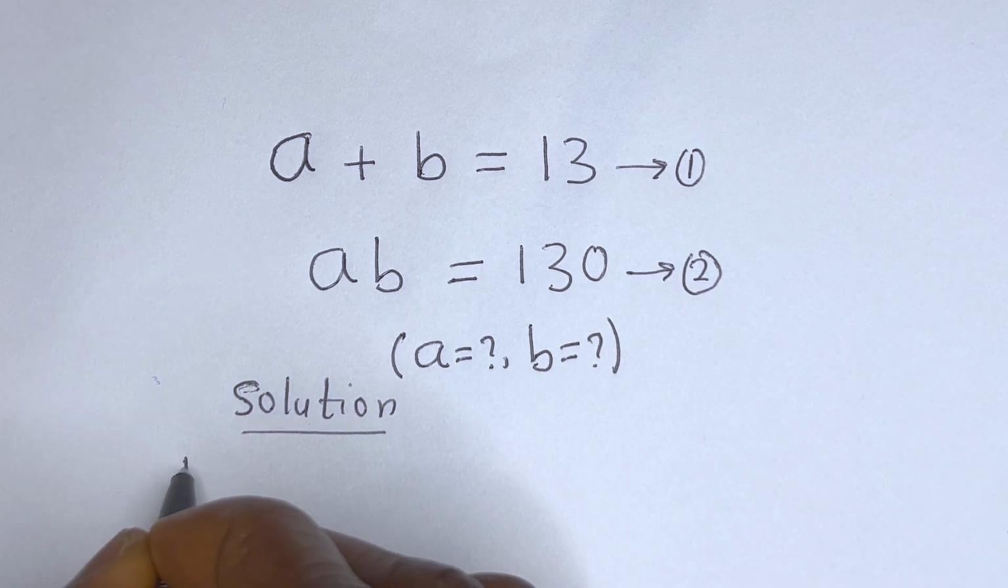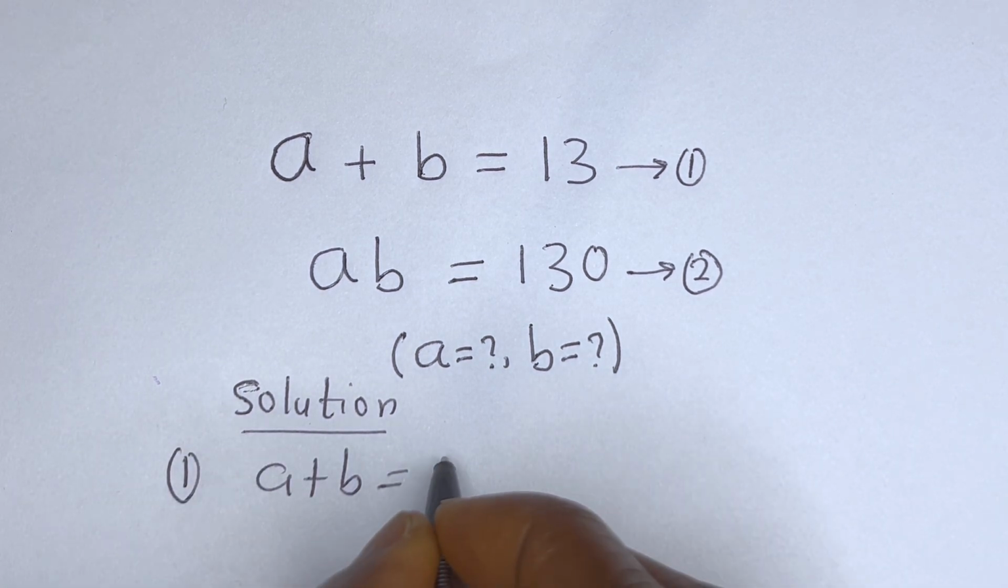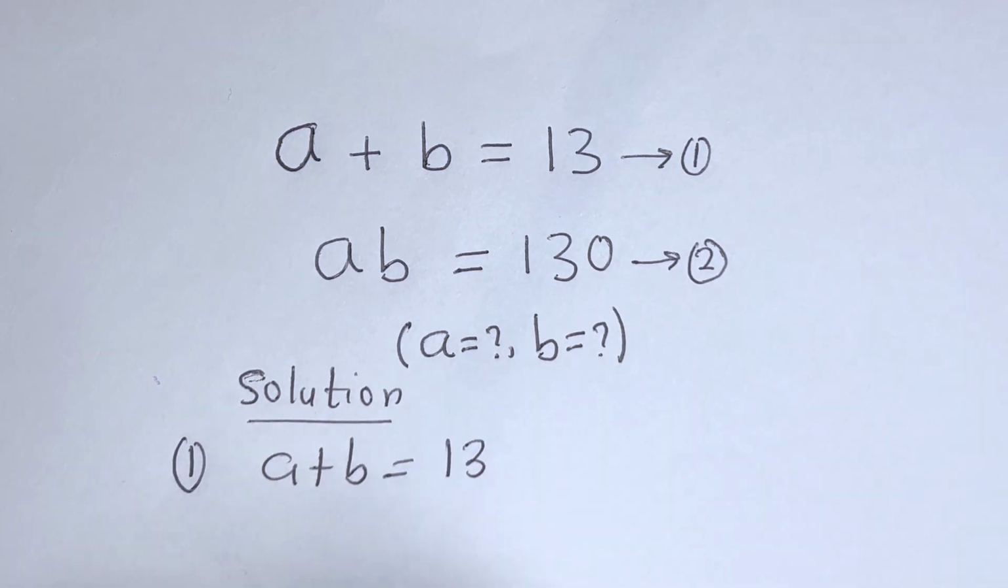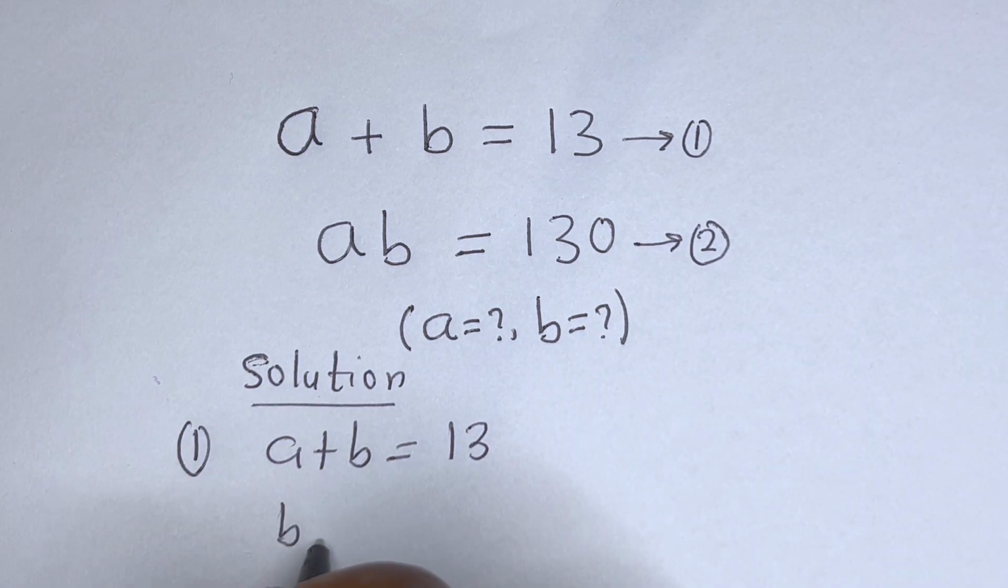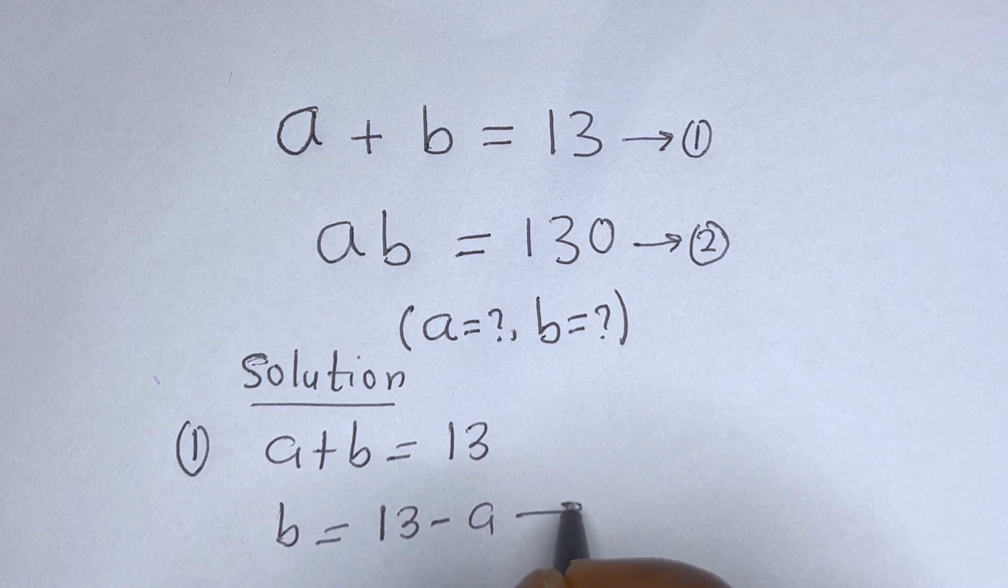From equation 1, A plus B is equal to 13, so B is equal to 13 minus A. Let us call this equation 3.